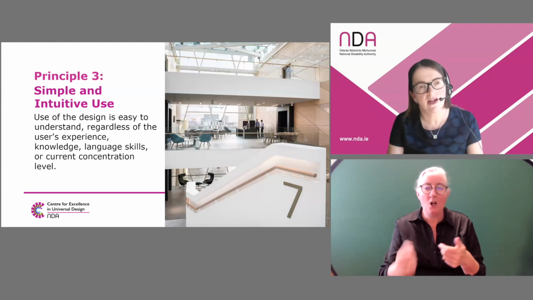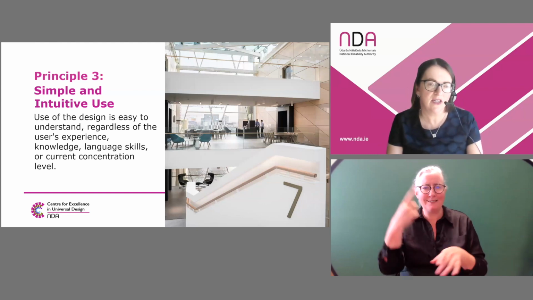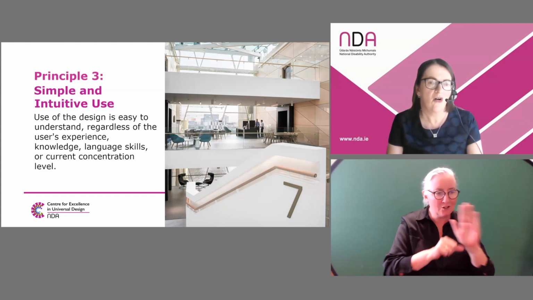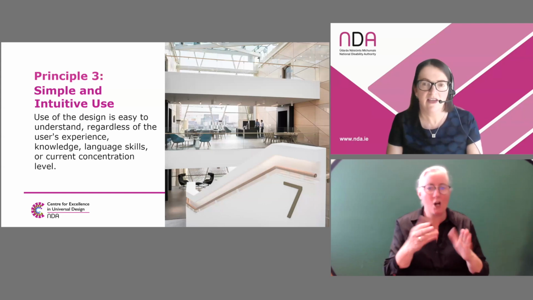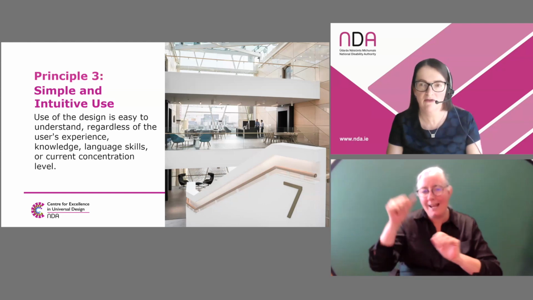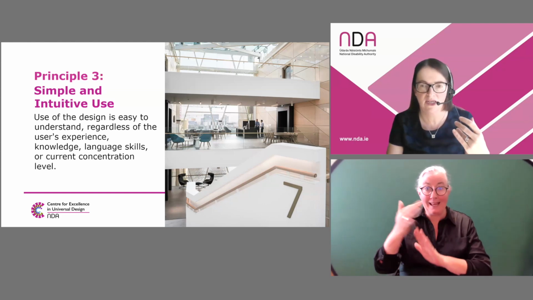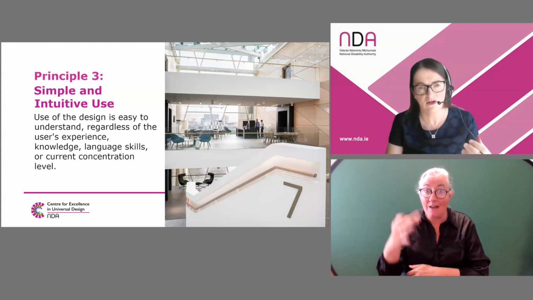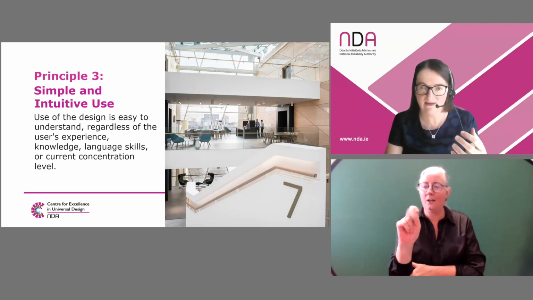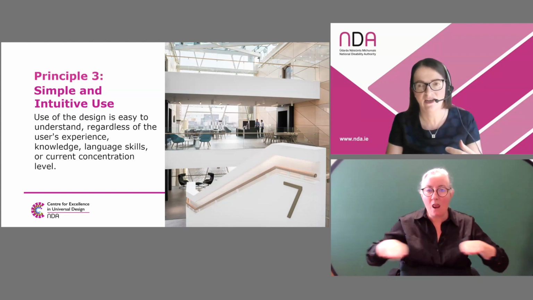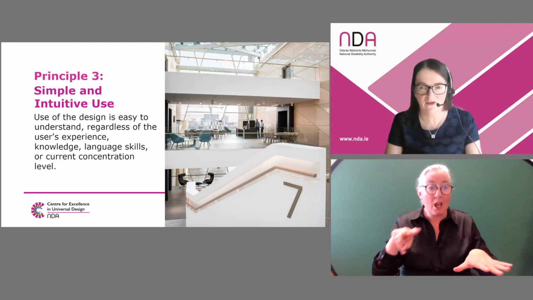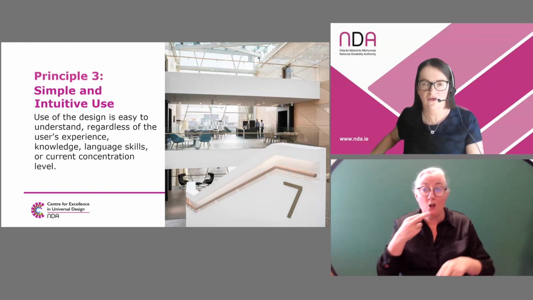Principle 3 is simple and intuitive use. Use of the design is easy to understand, regardless of the user's experience, knowledge, language skills, or current concentration levels. A typical example of this in the built environment would be thinking about your experience finding your way around a building, particularly if you're a first-time user. How easy is it to find your way around? In the Central Bank, there's a central atrium, and it has stairs and bridges, walkways that link the different floors. So there are both horizontal and vertical connections, and that helps you to orientate yourself, and also great views out to the River Liffey. Again, very useful for orientation.